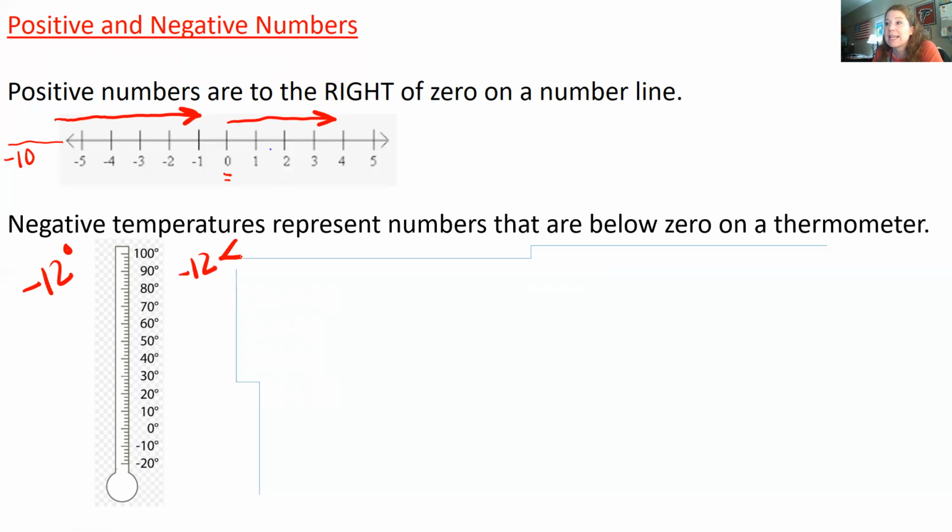-12 is less than if it were +2, right? And on the number line up here, we would know that -12 is to the left of +2, or the +2 is to the right of -12.